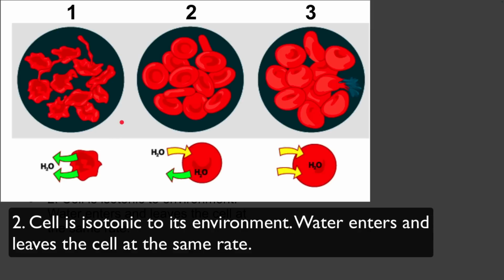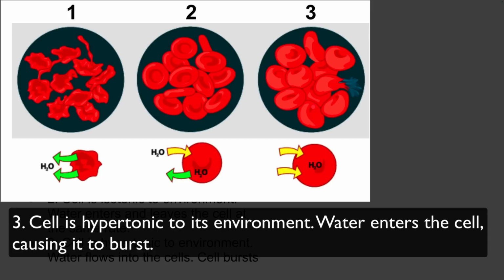In situation number 2, the cell is isotonic to its environment. Water enters and leaves the cell at the same rate. This is an important condition for animal cells because they have a membrane but not a wall. Cells that are kept in a tissue culture need to be kept in an isotonic solution.